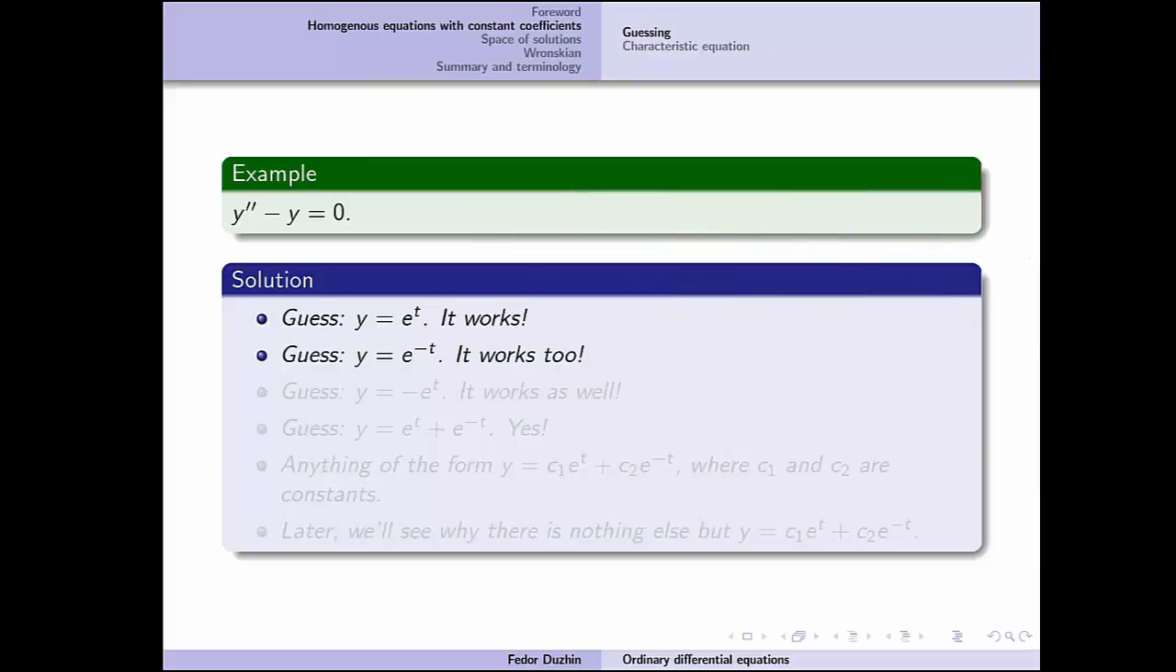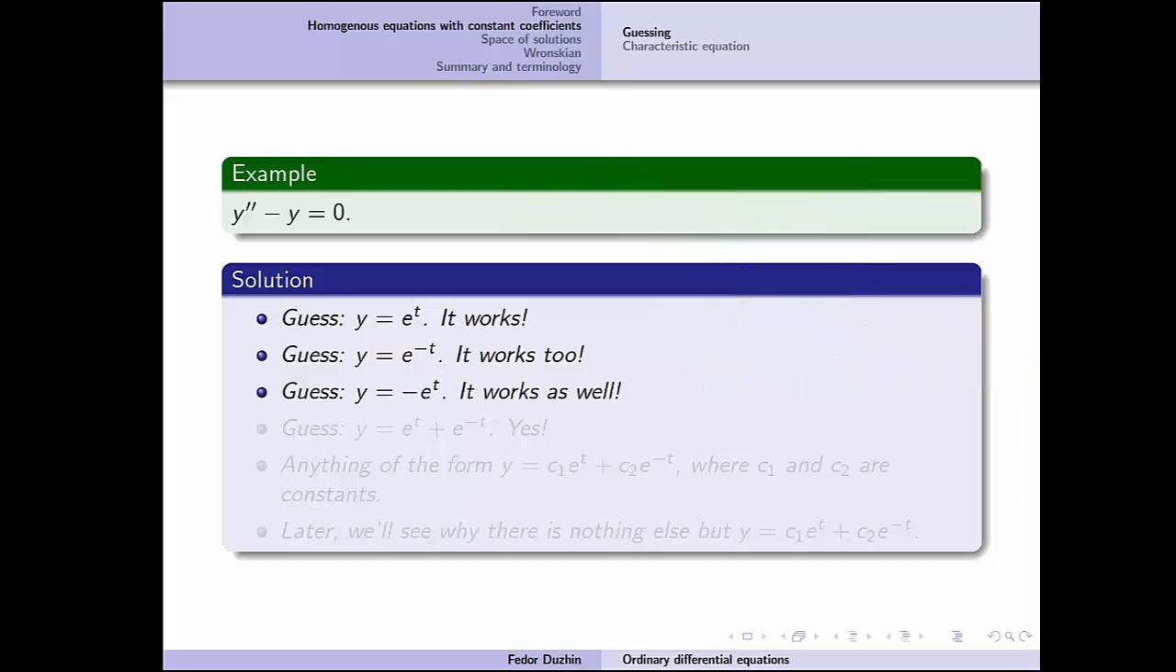But in exactly the same way, if we try y equals e to the negative t, then y prime is going to be minus e to the minus t, and y double prime is going to be e to the minus t again, and then of course y minus y double prime is going to be e to the minus t minus e to the minus t, which is 0. So this function again satisfies the differential equation.